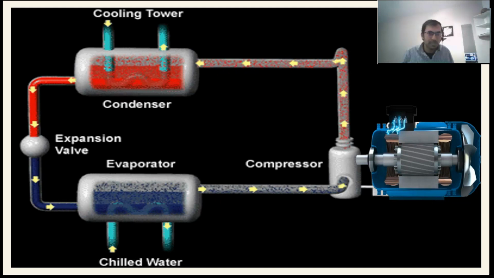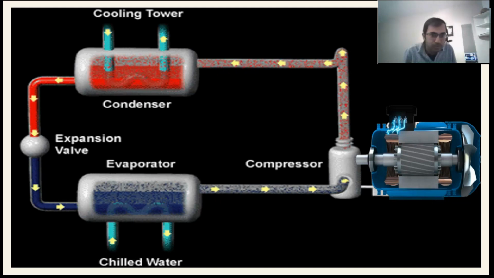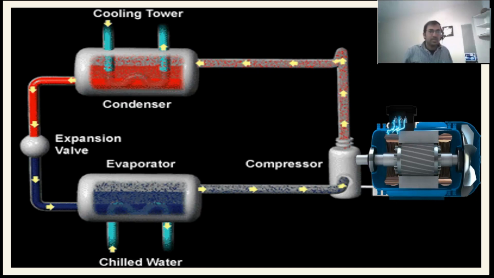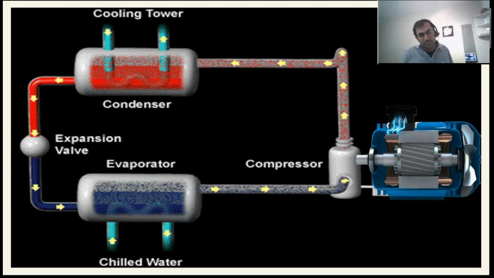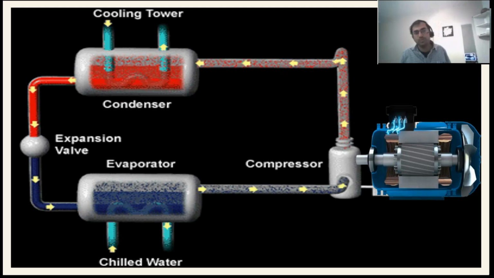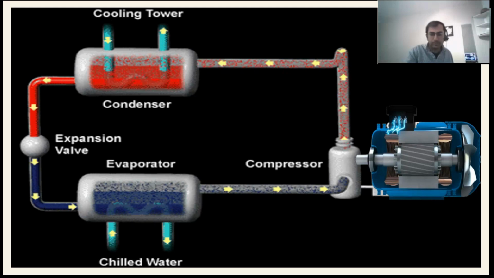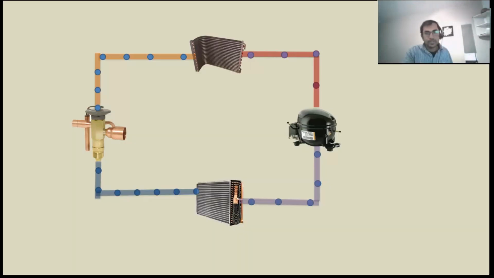And there are two circuits, you see, chilled water and cooling tower. These are basically used for heat transfer. From the evaporator we take chilled water, and to cool the condenser we use cooling tower. These things we will learn later on.